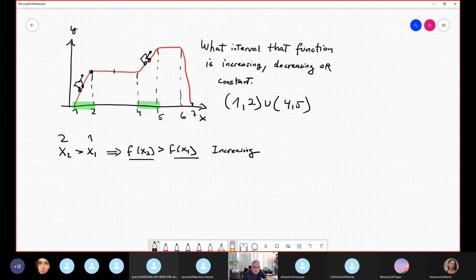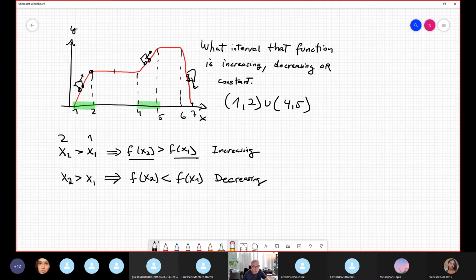Okay, now decreasing. What is the idea of decreasing? Well, you have exactly the same. You pick a couple of x values, x2 is bigger than x1, but we have the completely opposite direction, so the y is smaller. It's a decrease, it's going down. Decreasing in this case is obviously that part. The car of the roller coaster is going down. So this is increasing on I, capital I, and decreasing from 6 to 7.